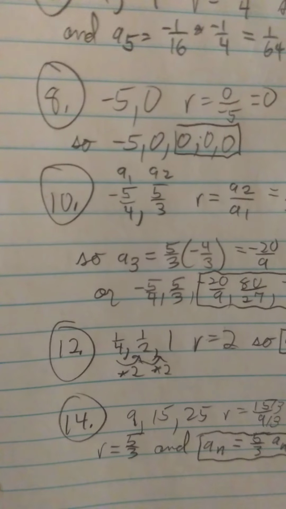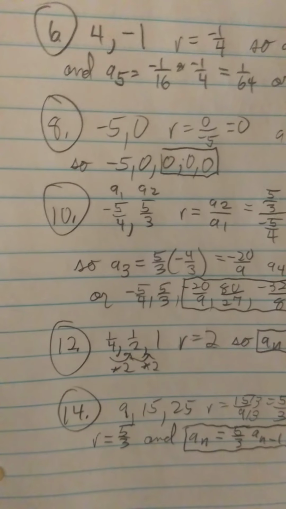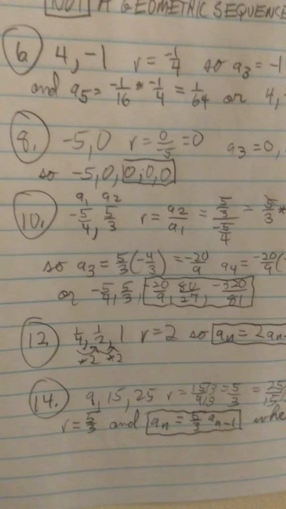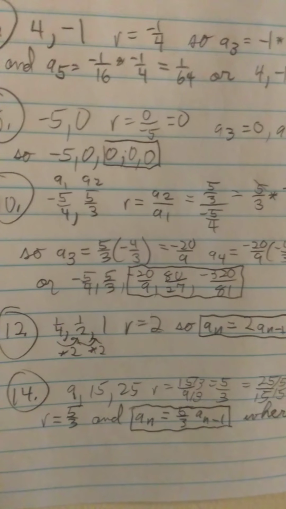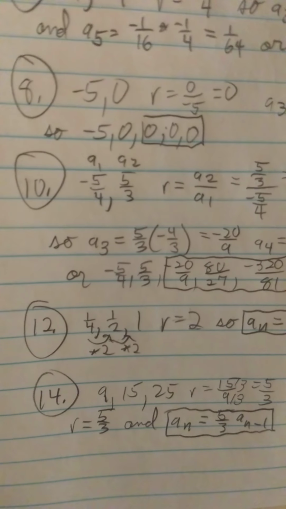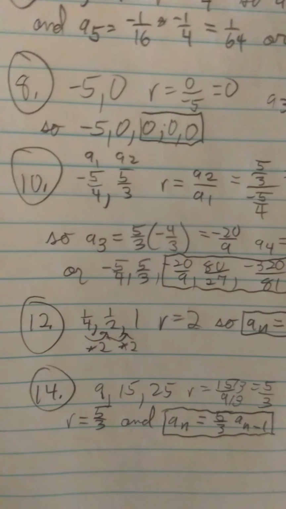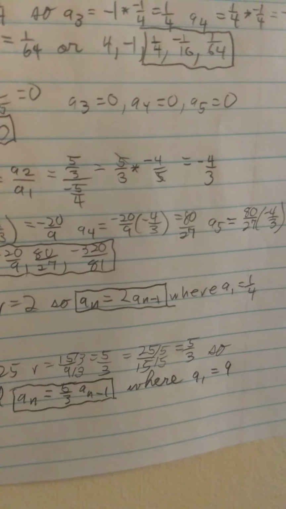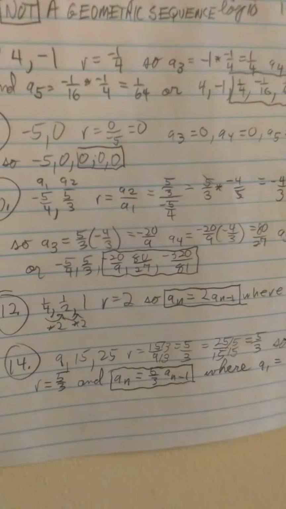Now problem 8 is really very uninteresting because my r is the second over the first, which is just 0. So once I hit 0 on a sub 2, I stay 0 because anything times 0 is going to be 0 no matter what I do. So a3, a4, and a5 are all 0.